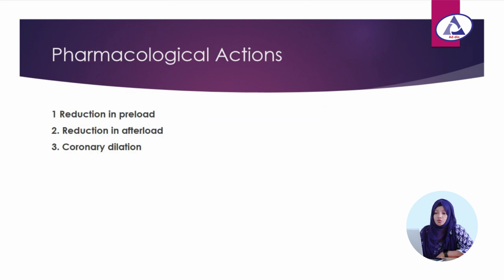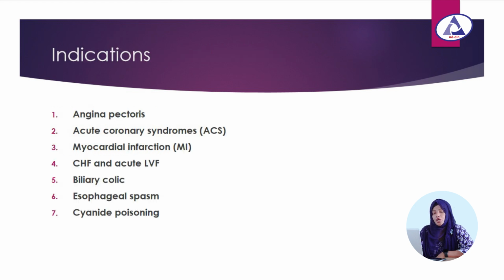So what is the pharmacological action? The pharmacological action is reduction in preload, reduction in afterload, and coronary dilation. So what are the indications of glyceryl trinitrate? It is mainly used in angina pectoris, acute coronary syndrome, myocardial infarction, chronic heart failure, and acute left ventricular failure, biliary colic, esophageal spasm, and cyanide poisoning.